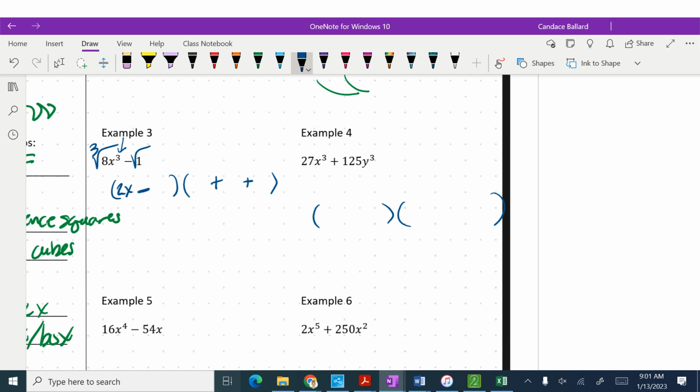Good. I'm going to cubed root 1. What do you get? Good. I'm going to square the front. So what's 2x squared? And then what's 1 squared? How do we get the middle? And notice I ignore the sign, right? Because I'm not worried about the negative. I put the signs in at the beginning. So I just get 2x.